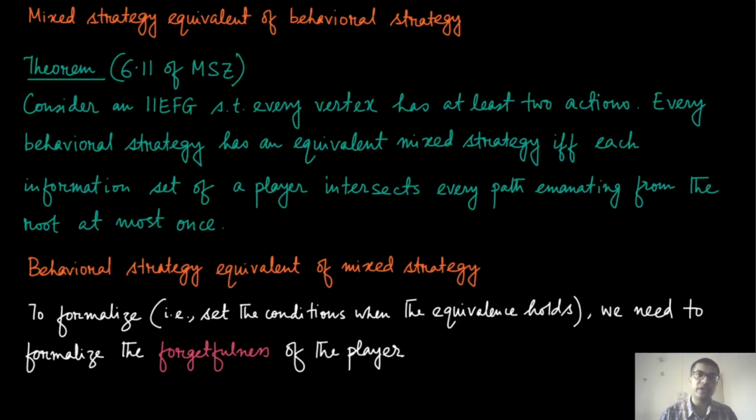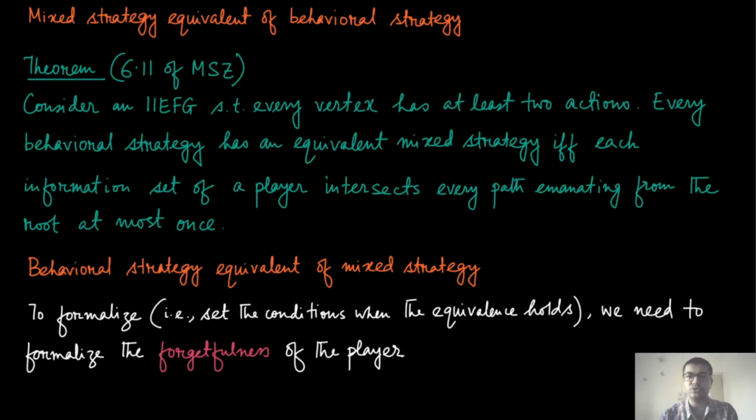In the previous module, we have looked at one direction of this equivalence. We have looked at the mixed strategy equivalence of behavioral strategy, and we have actually shown this theorem which gives us a necessary and sufficient condition when this is possible, when you can have a mixed strategy equivalence of a behavioral strategy. So in this module, we are going to discuss the other direction, that is when we can have a behavioral strategy equivalence for a given mixed strategy.